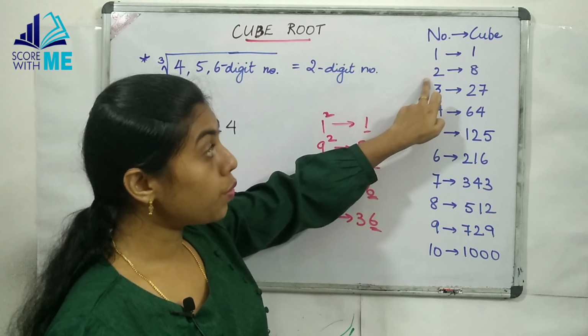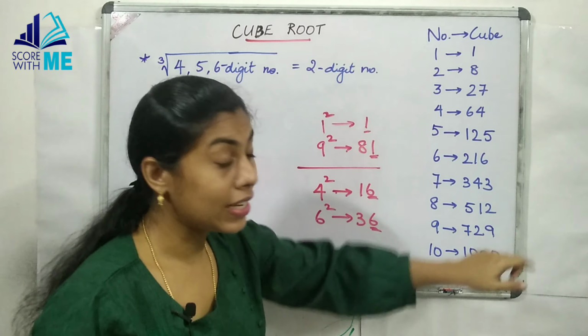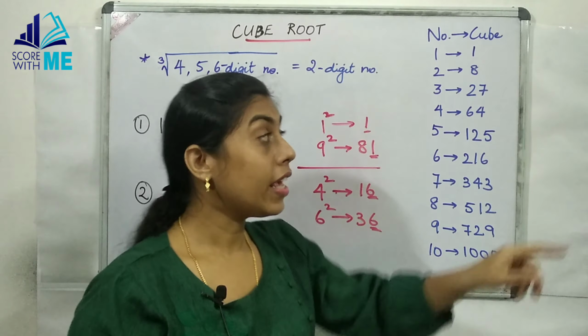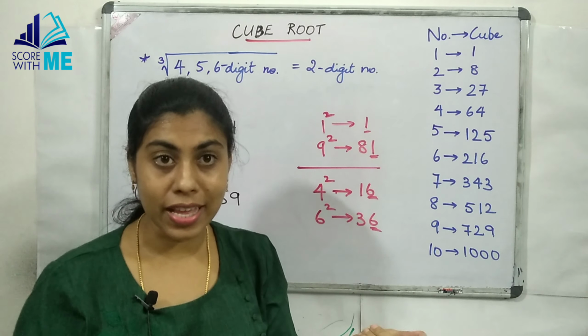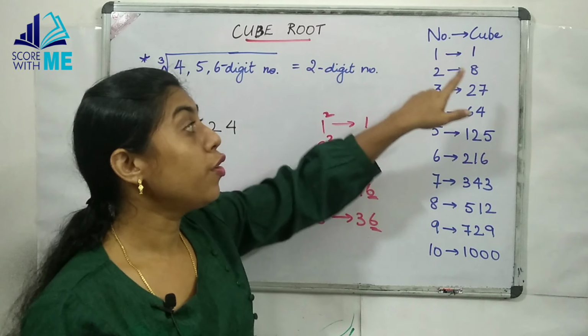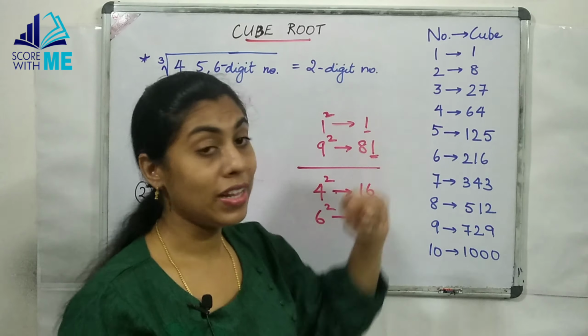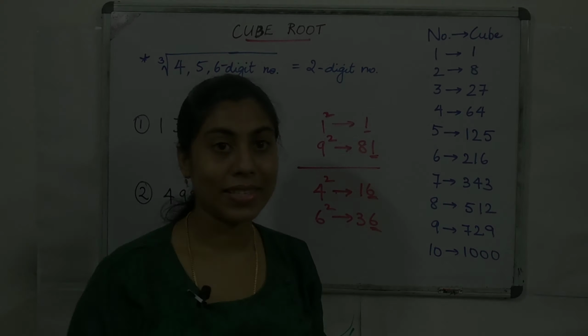Now see here, 2 cube is 8. No other number has got 8 in its units place. Hence, if we have 8 in the cube of any number, we can say in just a second that the cube root will have 2 in its units place. Now let's understand this better with examples.